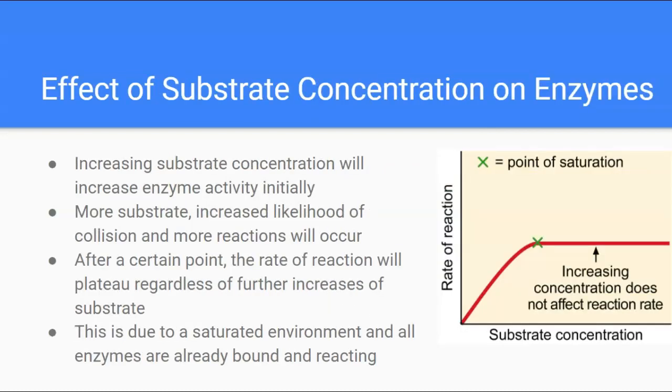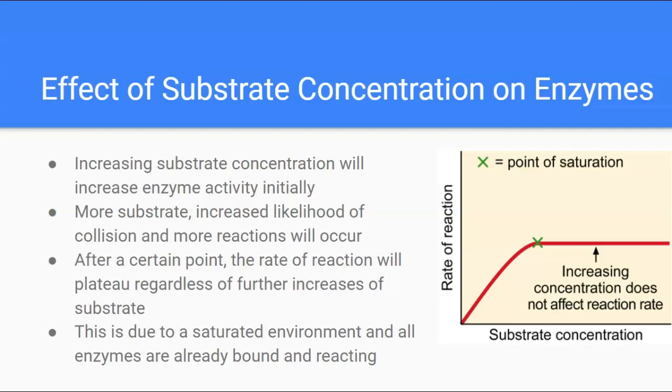The third thing that can really affect product production through the use of an enzyme is substrate concentration. So the more substrate you add into a group of enzymes, obviously the more products you're going to make. The rate of reaction will increase because all of those substrates can bind to an enzyme.